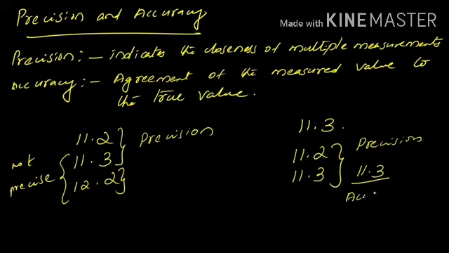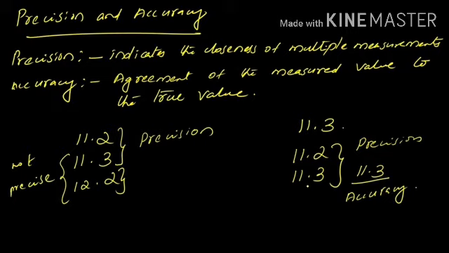So it is clearly equal to the accurate value, right? It is clearly equal to the value that we are supposed to get. So we can say that our value is an accurate value because it agrees with the true value. Our true value is 11.3. When we take the average and round it, we get the same value. So we can say that our value has accuracy as well as precision.